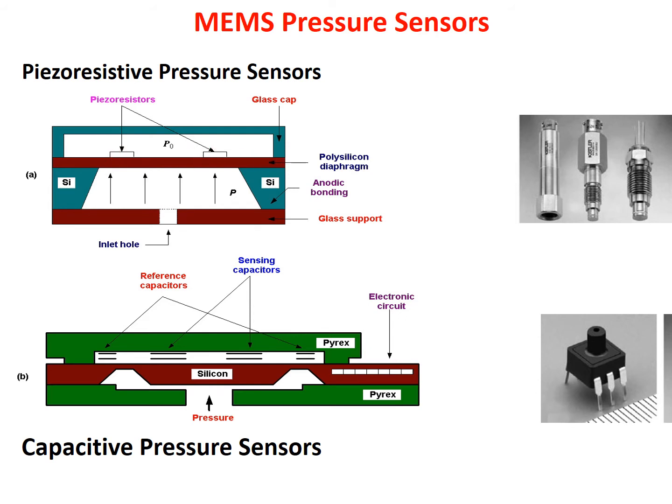So whenever the pressure is applied through the inlet, the diaphragm will be deflecting, and because of the deflection the piezo-resistors will experience the stress or strain, right? So accordingly its resistance will change, which we can connect to some Wheatstone bridge circuit, and then this Wheatstone bridge will give you directly the voltage output, right? So this is the basic mechanism of the piezo-resistive type pressure sensor, where on the diaphragm we are depositing some sort of piezo-resistive layer, right?